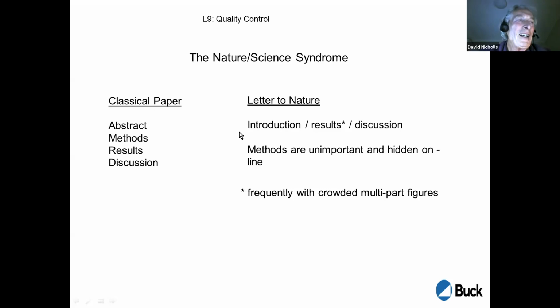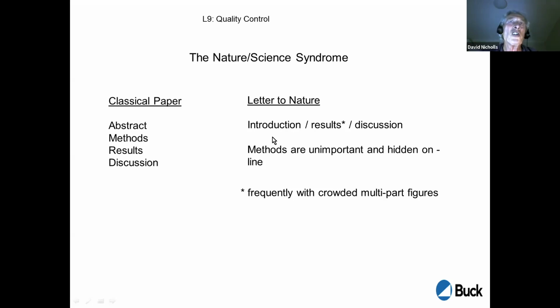I love the classical paper. I love the Biochemical Journal, JBC, and papers which keep to the basic idea of an abstract, introduction, methods, results, discussion, where you cannot read the results until you've gone line by line through the methods. But this is terribly unsexy.